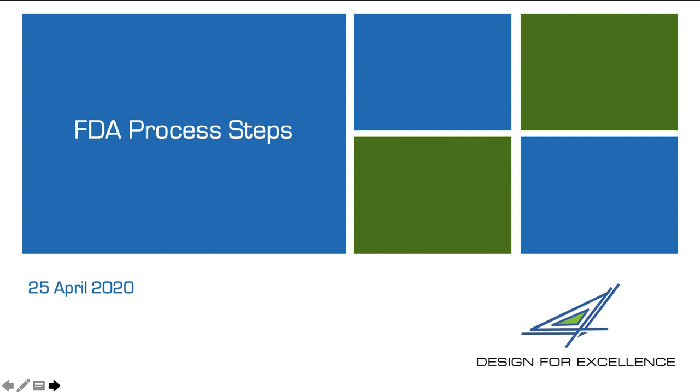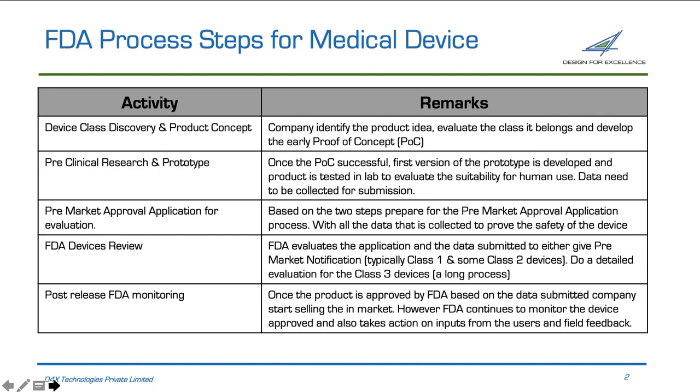Process steps that are needed for submitting to FDA. There are 5 steps that we need to see. First is discovering the class, which class your device belongs to, and also freeze the product concept, and then probably do some initial proof of concept.